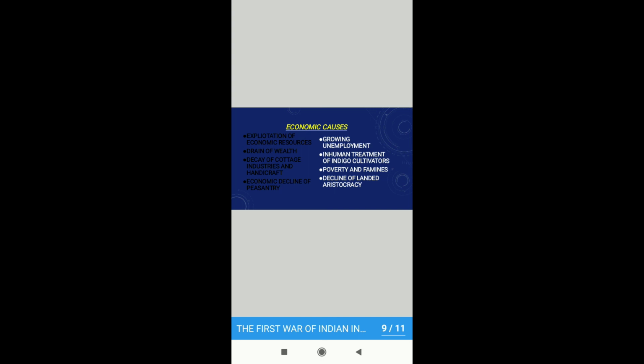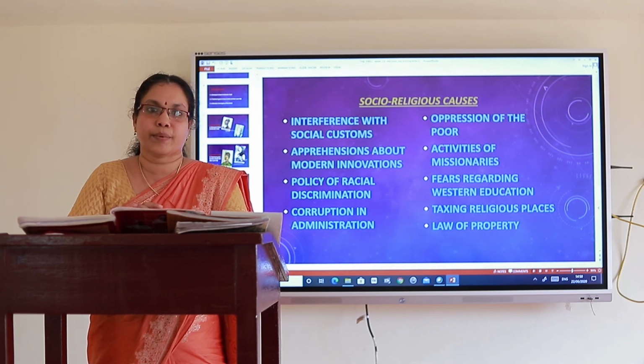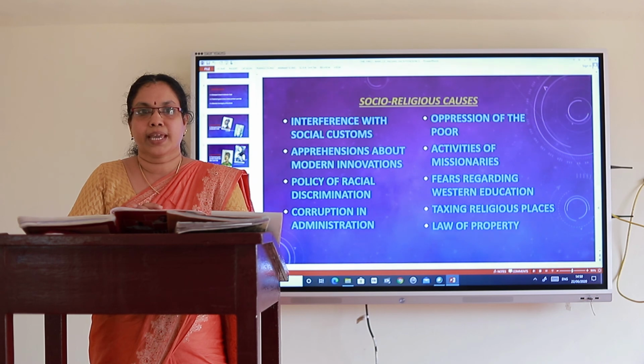Now, today we discussed two points, that is socio-religious causes and economic causes. Now it's time to wind up our today's class. Here today we discussed the socio-religious causes of the First War of Independence, and earlier, in the last class, we discussed the political causes, and in the next class we can discuss the various other causes for the revolt of 1857.